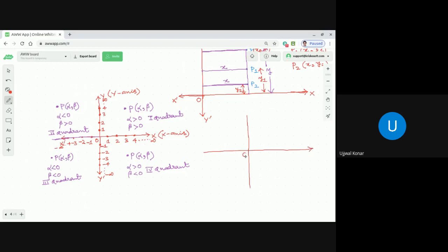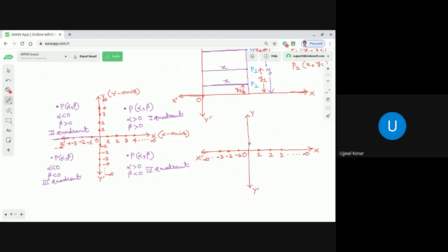Okay. Origin. This is the x-axis. This is the negative direction of the x-axis. This is the y-axis. This is the negative direction of the y-axis. So here I choose the point 1, then 2, then 3, equidistant points, and it goes up to infinity. Then you choose the points -1, -2, -3, and it goes up to minus infinity.